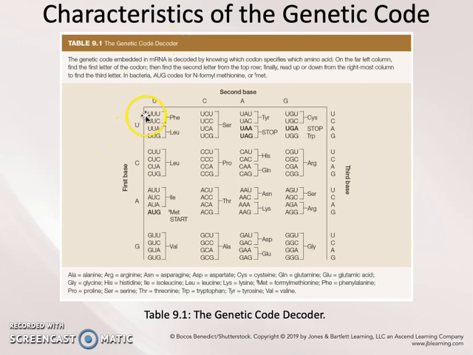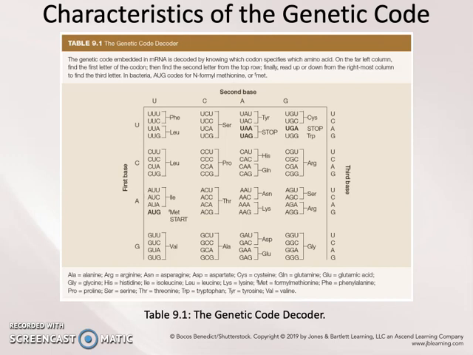So when there's a codon that's made of UUU in mRNA, that is always translated in all cells on Earth as phenylalanine. UCU is translated always in all cells on Earth as serine, and so forth. This genetic code, as I mentioned, is nearly universal.